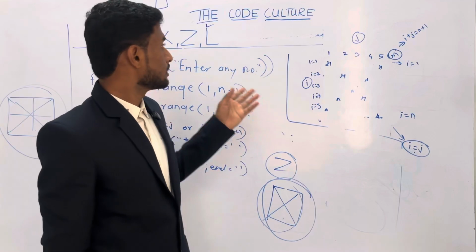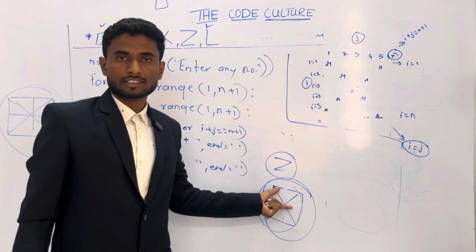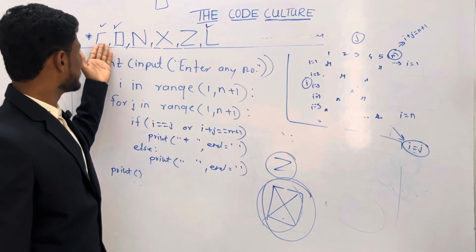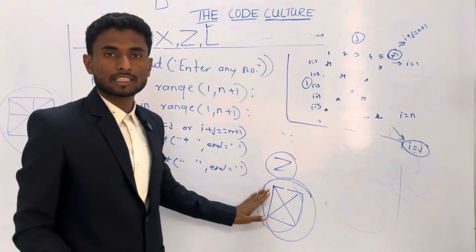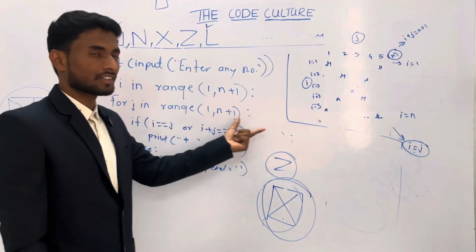So this is all about the first thing we saw, the hollow square with diagonals. After that, what we saw is all the alphabets: C, D, O, N, X, Z, L. How to print these based on our actual basic program of six equations. These six equations with six conditions in this if.